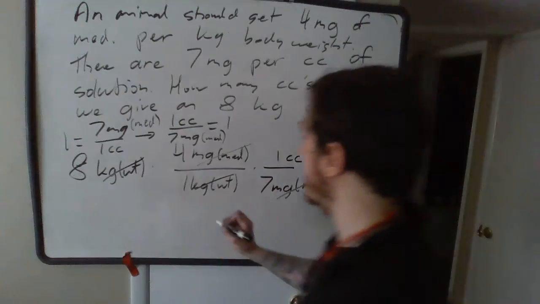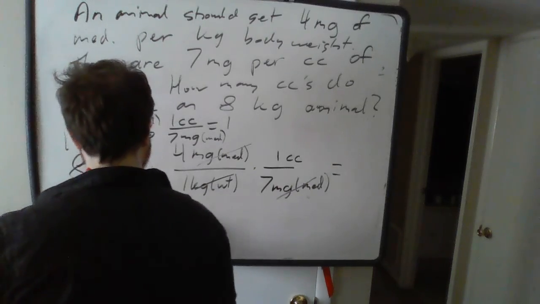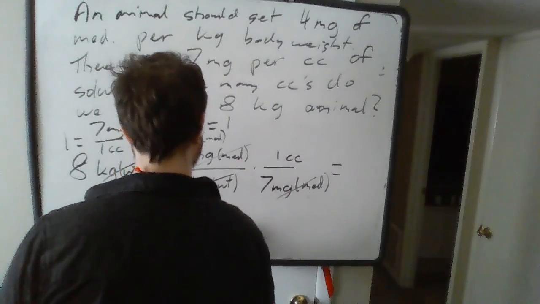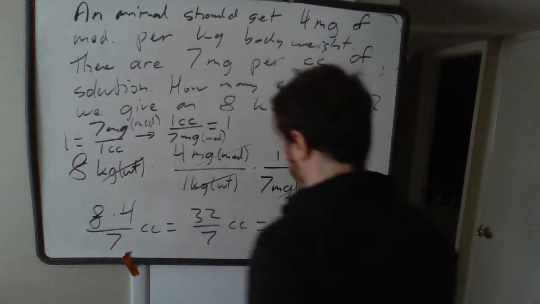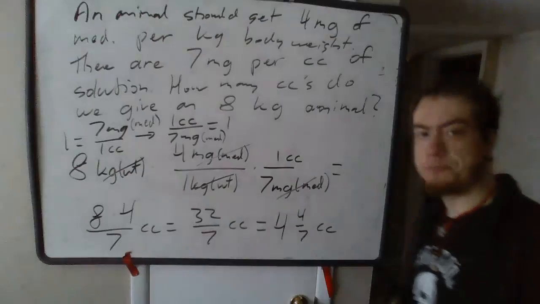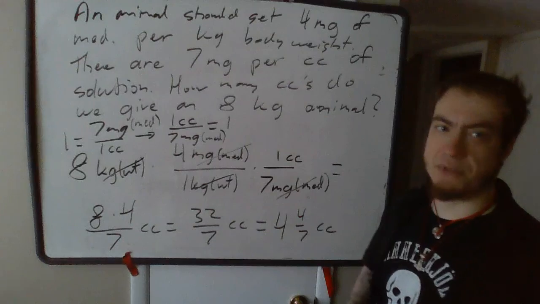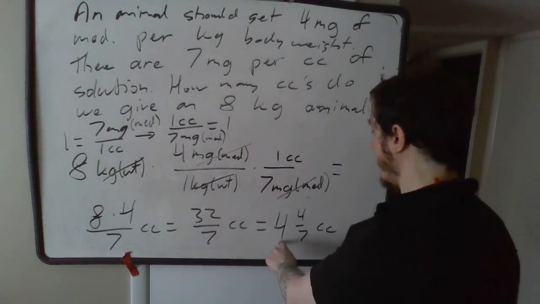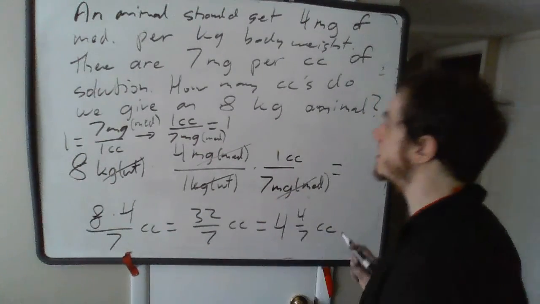So to finish out this problem, this comes out to be 8 times 4 divided by 7 in cc's. Now, 8 times 4 is 32, so this becomes 32 over 7 cc's, and that is equal to 4 and 4/7 cc's. Now, normally, you probably won't be able to necessarily measure 1/7 of a cc. So you should consult the manual and say, okay, should we just round this to like 4.5 cc's? How accurate exactly do we need to be?